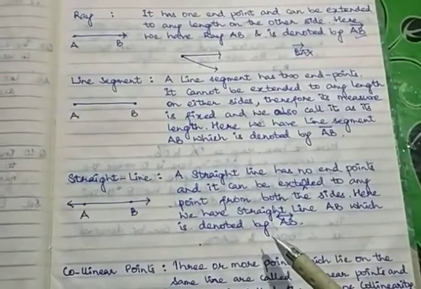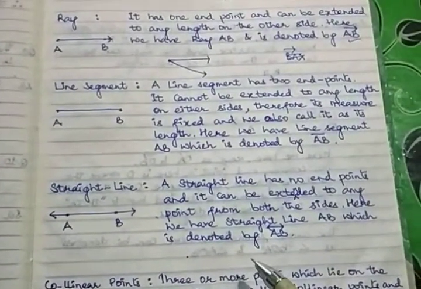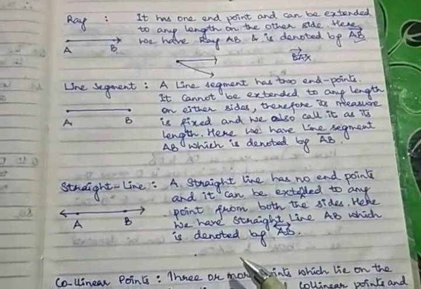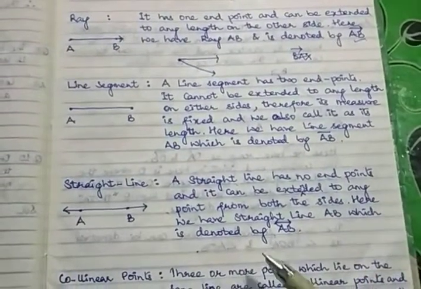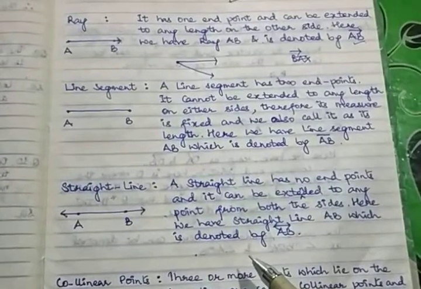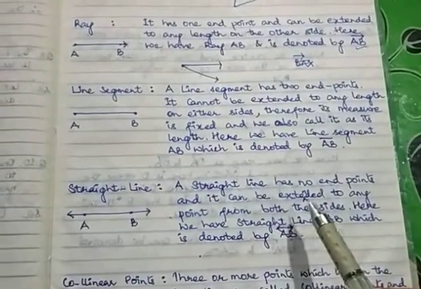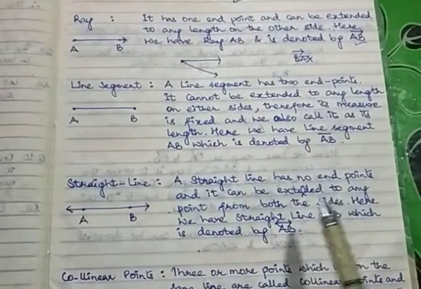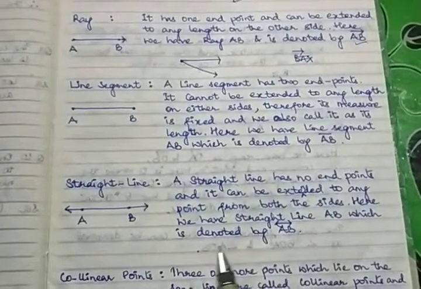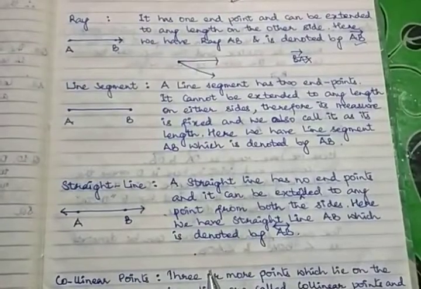But still all those will be the same, because I have just told you to draw a straight line, isn't it? So you can draw a straight line of any length, isn't it? Because I haven't given any fixed measurement for that. So that is why a straight line has no endpoints and it can be extended to any length on both sides. That means it does not have any fixed measure. Okay.